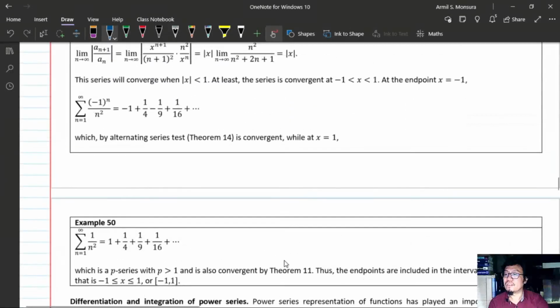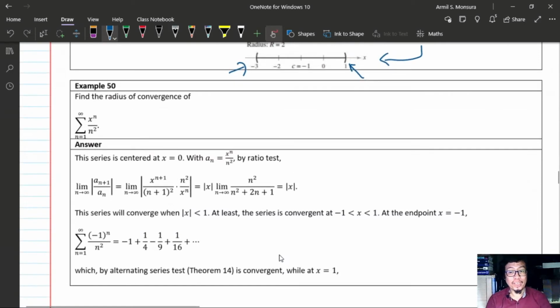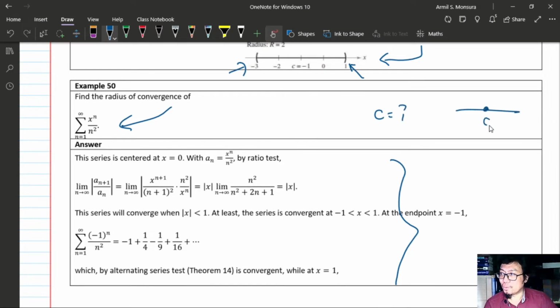I would like you to work on example 50 and verify the findings here, because basically we're just following a certain pattern. First, you determine the center, because that's the first point where your series will converge. Number two, find R and the endpoints of your interval of convergence. So that's the minimum.